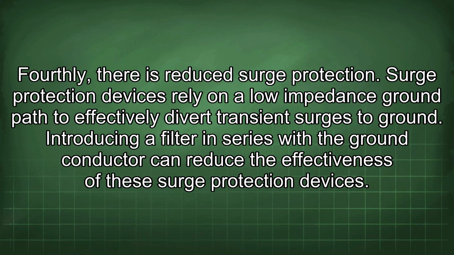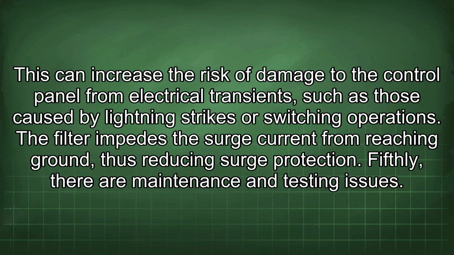Fourthly, there is reduced surge protection. Surge protection devices rely on a low-impedance ground path to effectively divert transient surges to ground. Introducing a filter in series with the ground conductor can reduce the effectiveness of these surge protection devices. This can increase the risk of damage to the control panel from electrical transients, such as those caused by lightning strikes or switching operations. The filter impedes the surge current from reaching ground, thus reducing surge protection.